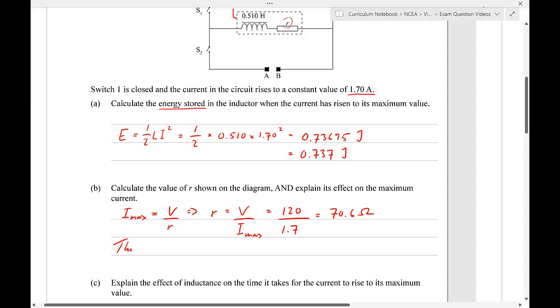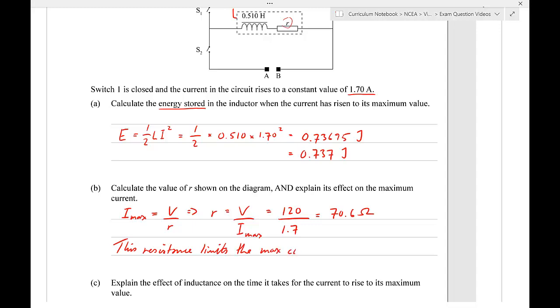And this resistance limits the maximum current, as I max is equal to V over R. I think that's pretty much all we can say about that resistance.